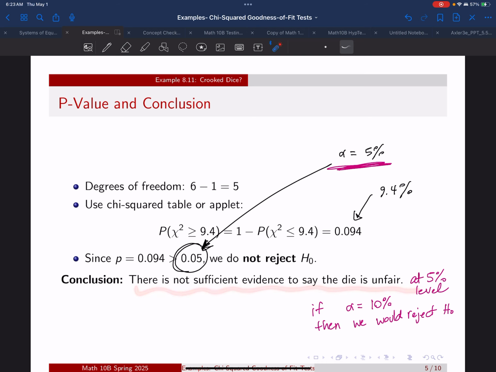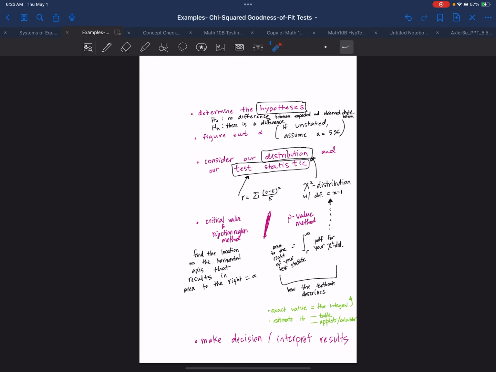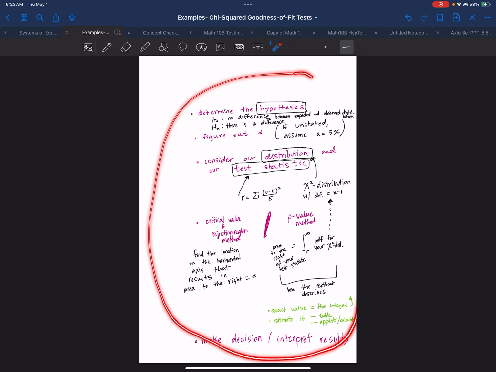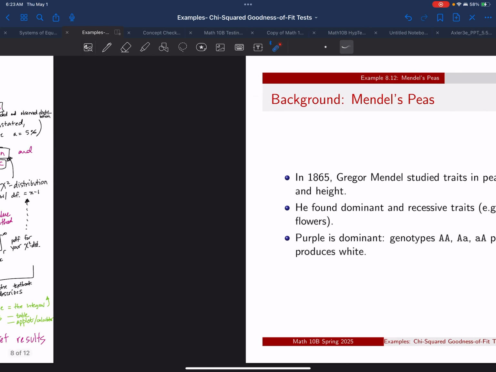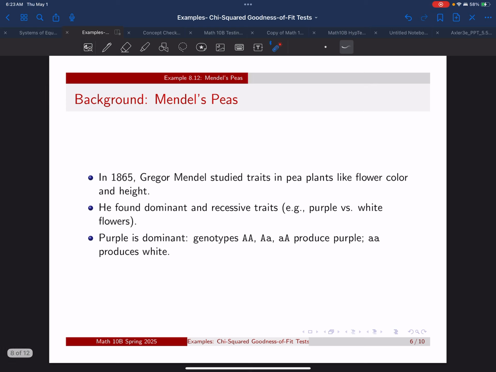Next example is a little harder because we'll have a different distribution that we are comparing our observed distribution to. Okay, so this is a biology example. I think this was in the book or similar to something in the book. And I'll let you read it. I'm looking at genotypes and phenotypes.